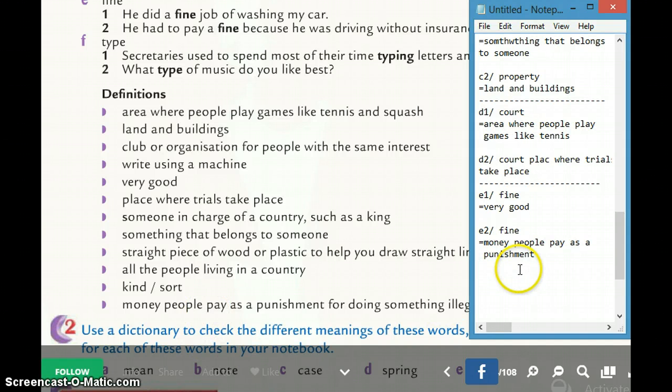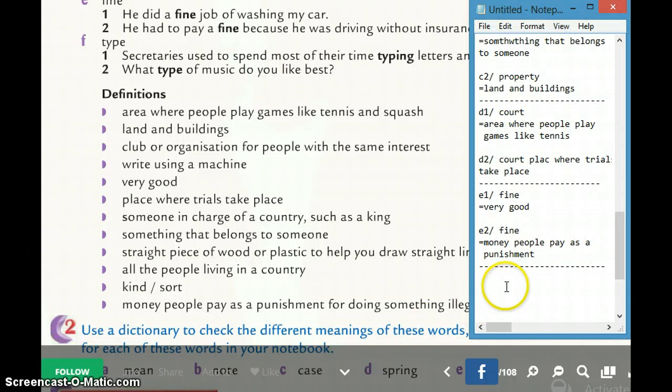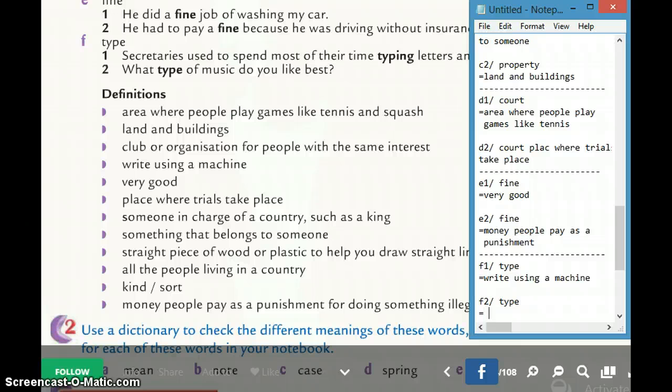Okay. Let's go something else with the last one goes type F. Now secretaries used to spend most of their time typing letters and reports. And what type of music do you like best? Well, basically the first one meaning of type, it means to write using a machine, but the second one means kind and sort. So here you go.